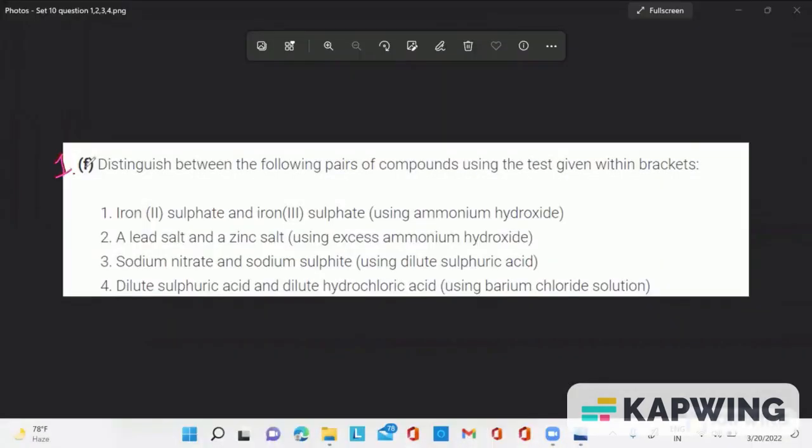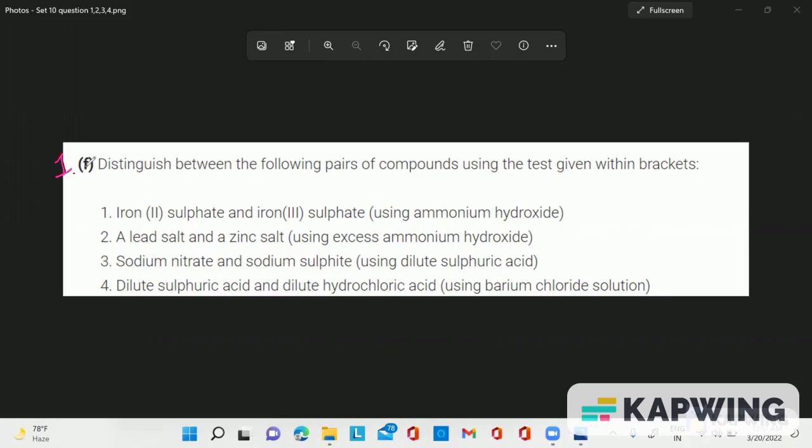Today, I will discuss a question from the ICSE Class 10 2014 paper. So this is question number 1F. Over here, there are 4 questions. I would like to discuss the first question with you. Distinguish between the following pairs of compounds using the test given within the bracket.